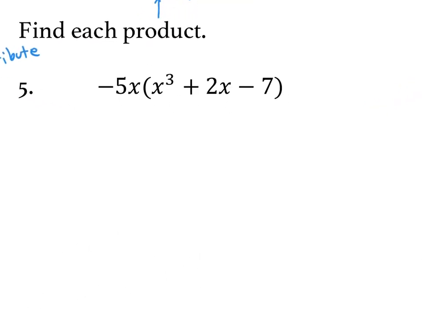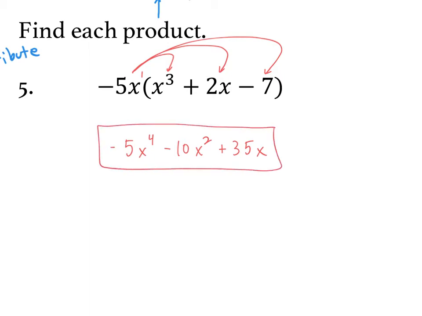Okay, first thing, distribute. Negative 5x times x cubed is negative 5x to the 4th. Remember there's an exponent of 1 here, and you add exponents when you multiply. Then negative 5x times 2x is negative 10x squared, and then negative 5x times negative 7. Negative 5 times negative 7 is positive 35, and the x goes with it.